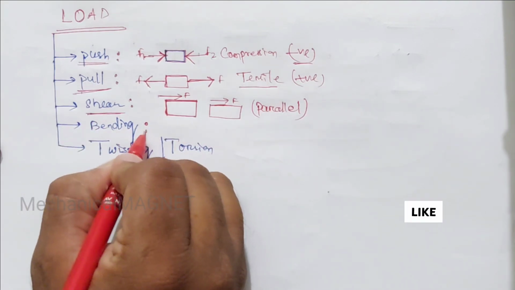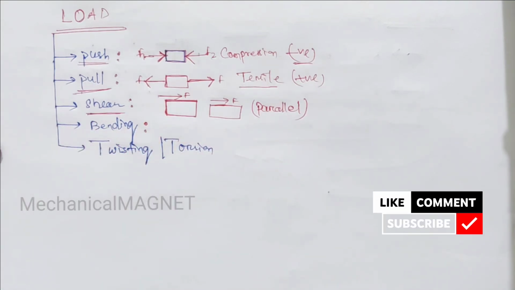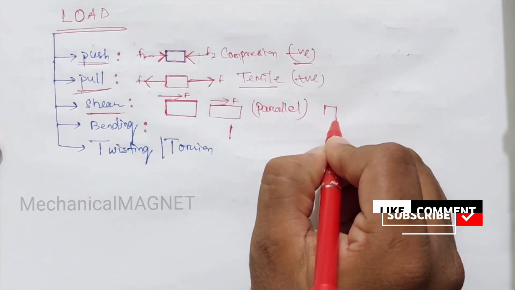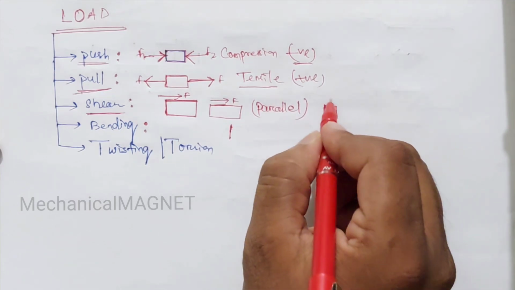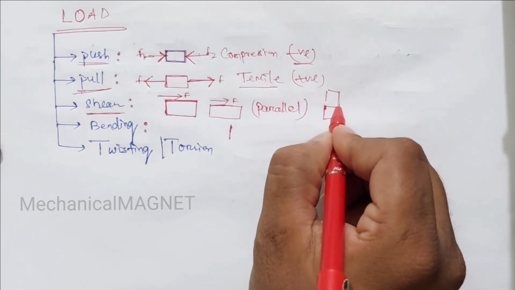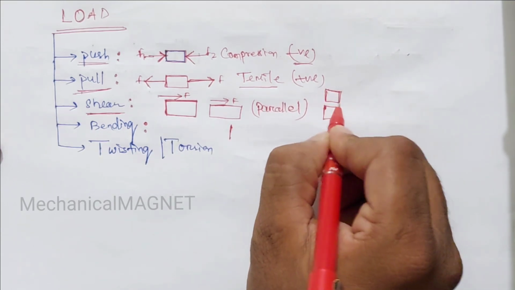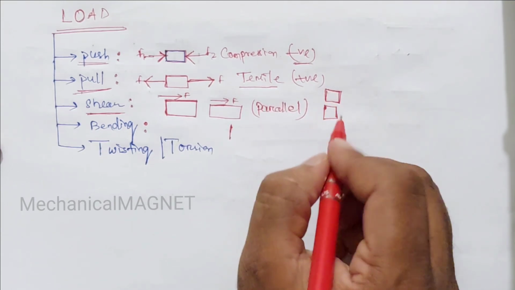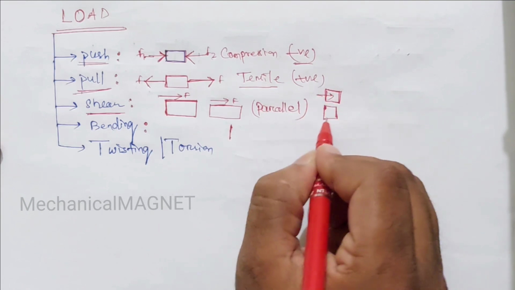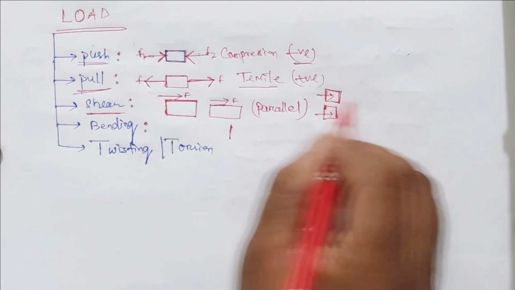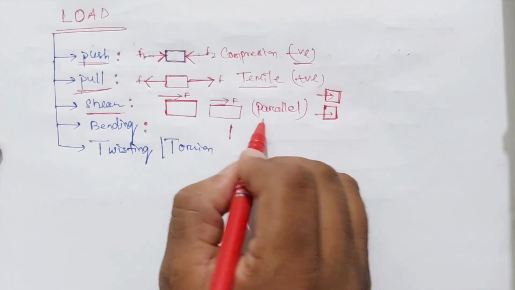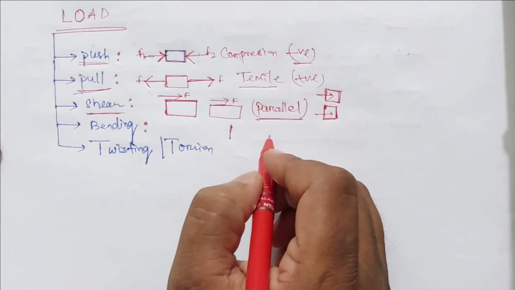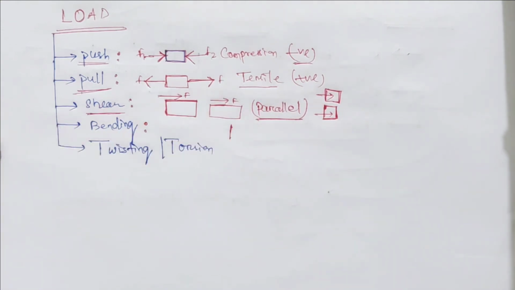Okay, so what is the bending force? If this is a body here and you are applying a force to this body like this, this is the total body. The force is acting parallelly. So these are the parallel lines, you can see this is the body. The force is acting as a parallel, so we can say the parallel force is there.